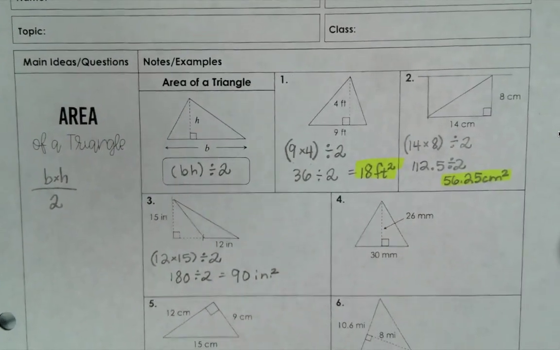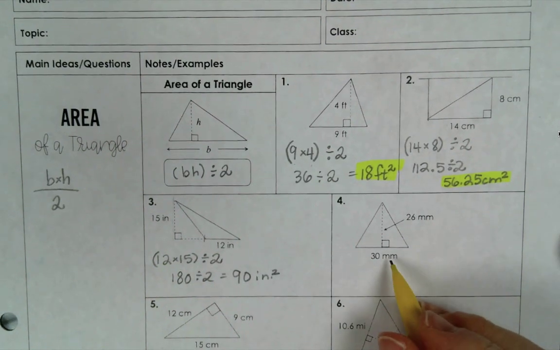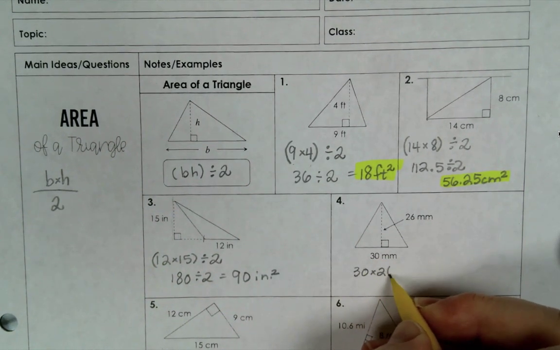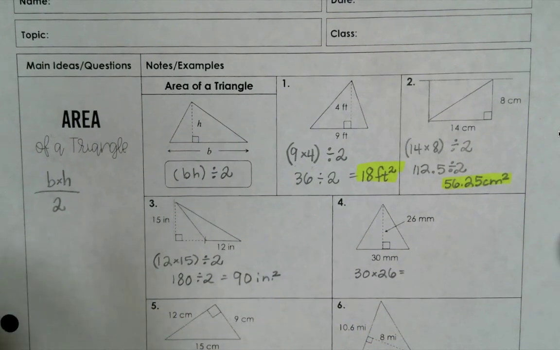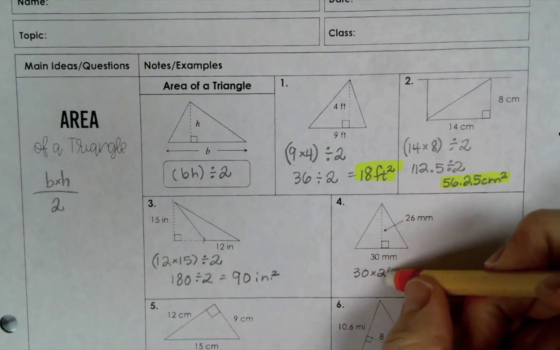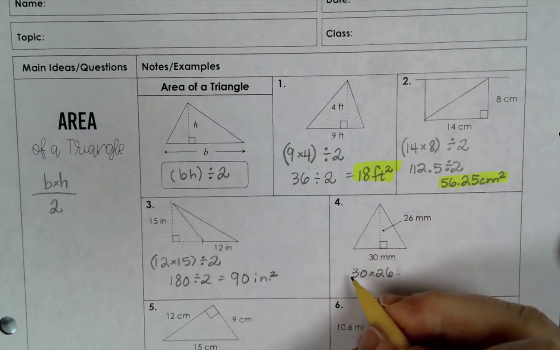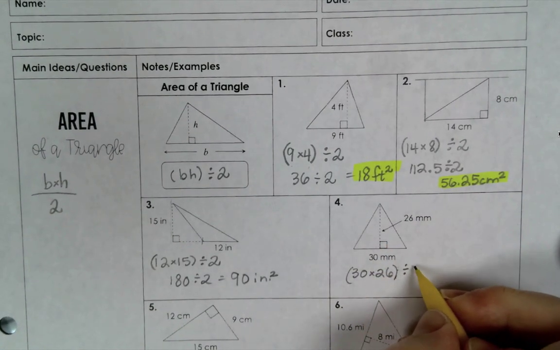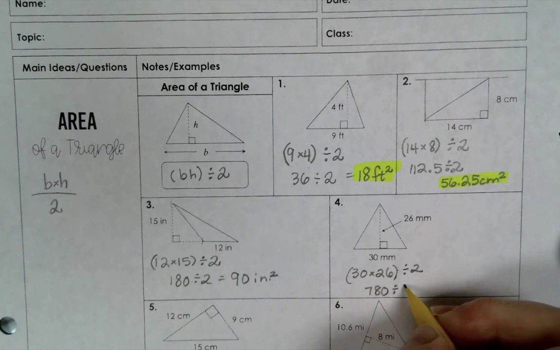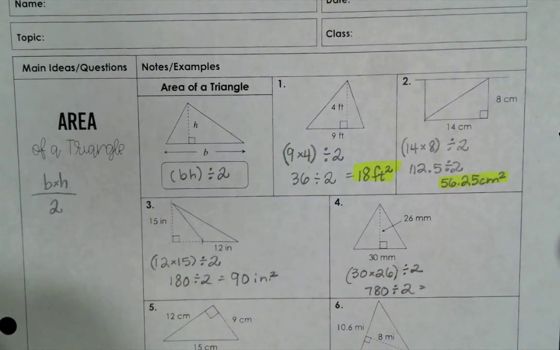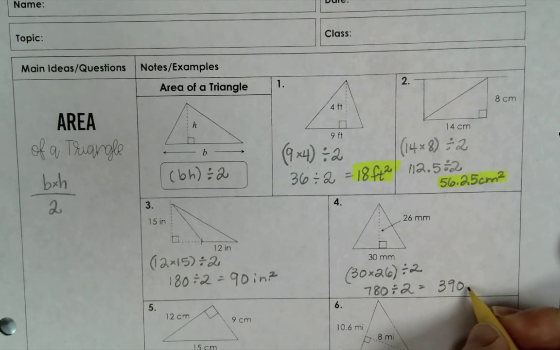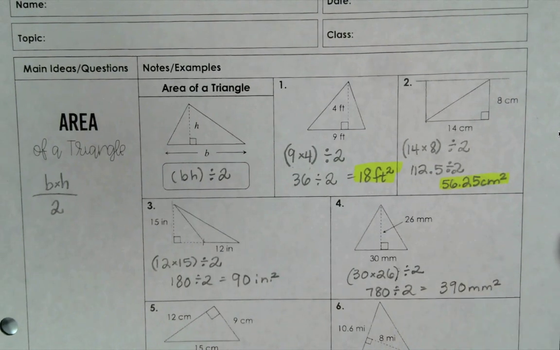And then again, base times height divided by 2. 30 times 26 divided by 2. Getting carried away. 780 divided by 2 equals 390 millimeters squared.